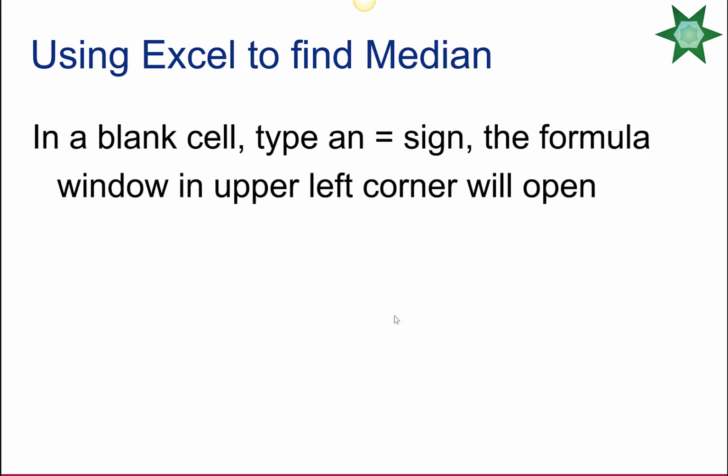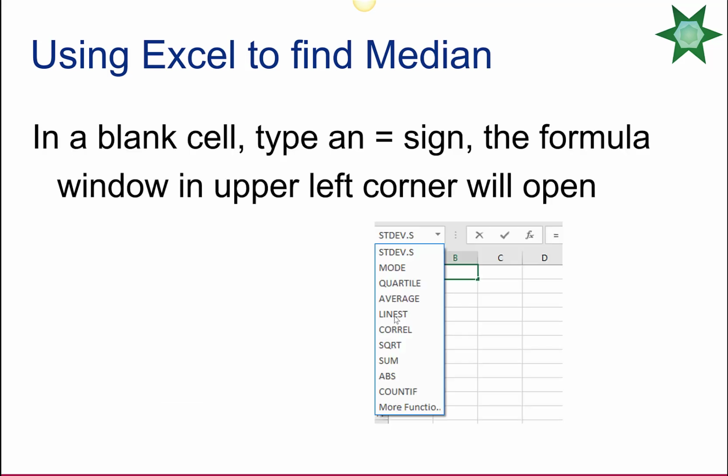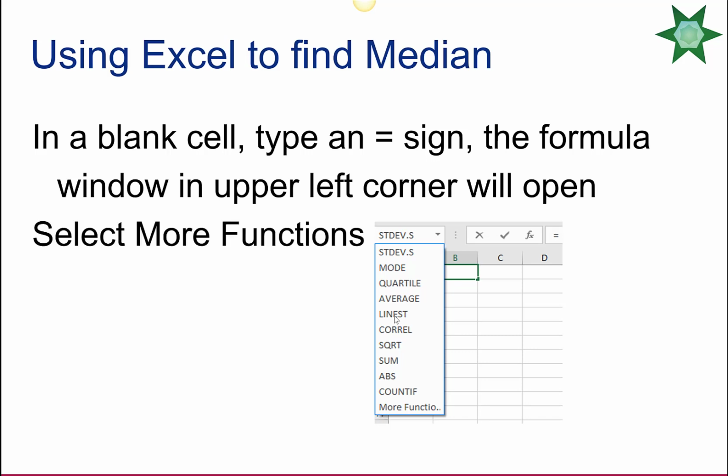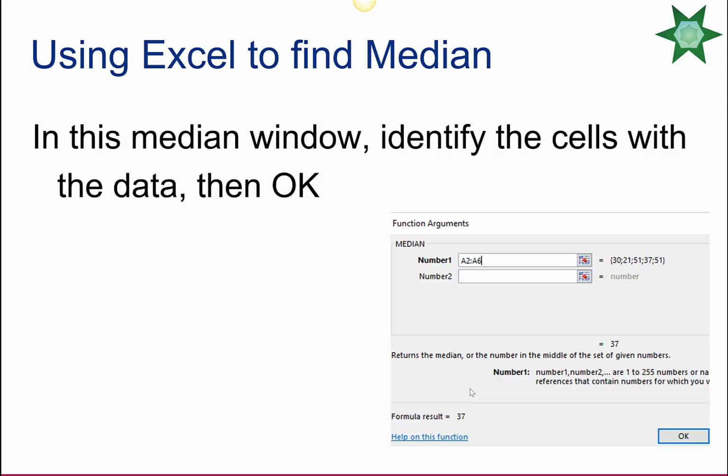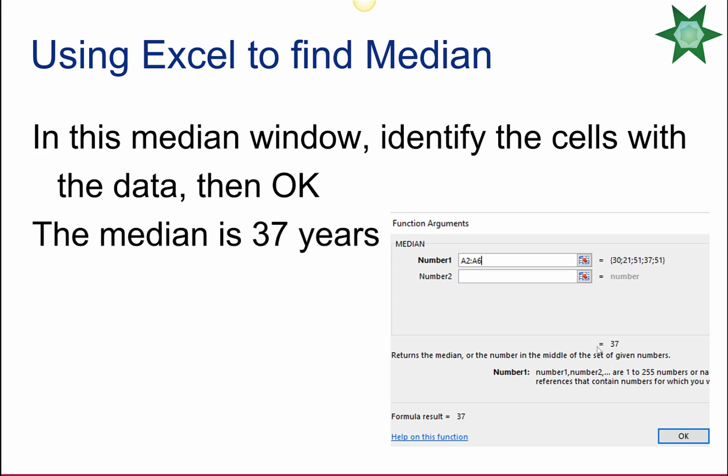To find the median, type an equal sign. The formula window will open up again. You want to scroll down, look probably for more functions, because median is not one that we use very often. Type in the word median and search for it, and once you find it, hit OK. Identify the cells where you want to find the median. And again, there's my median, in this case 37, and that was what we had found before.